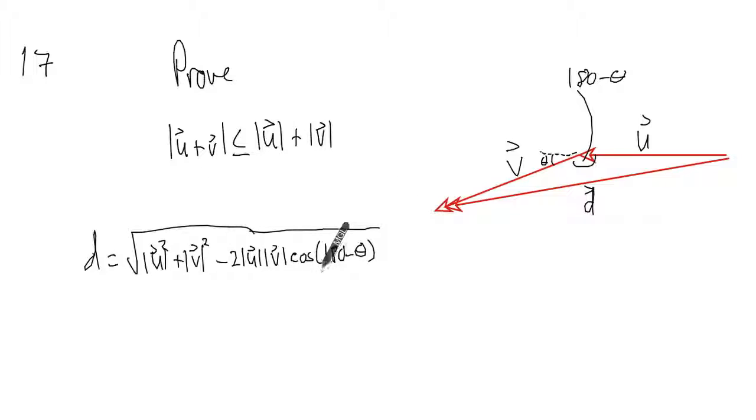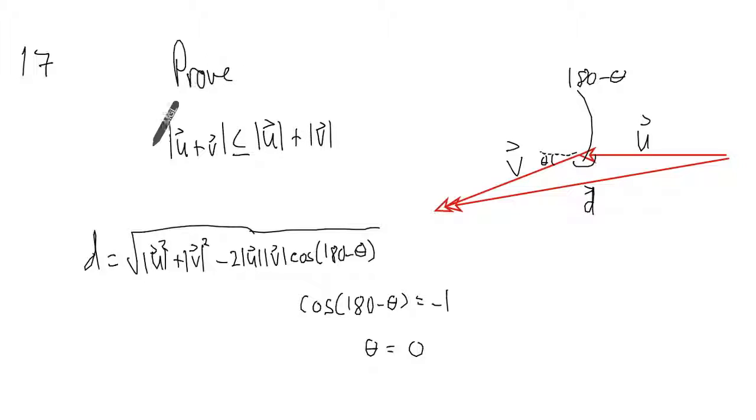Now this right here is maximized when this whole cosine part disappears. More specifically, when this part here is equal to -1. When the cosine of 180 minus theta is equal to -1, we are maximized. This -1 will turn this into a positive, and I'll get the biggest possible displacement, the biggest possible magnitude for the addition of these two vectors. And this occurs when theta is equal to 0.